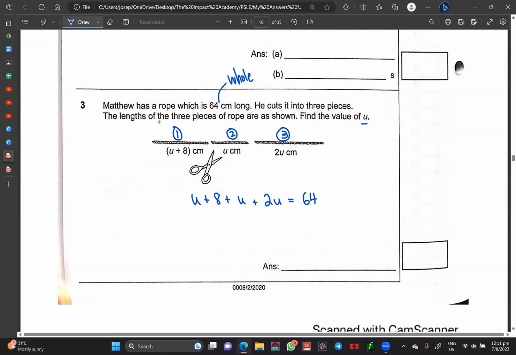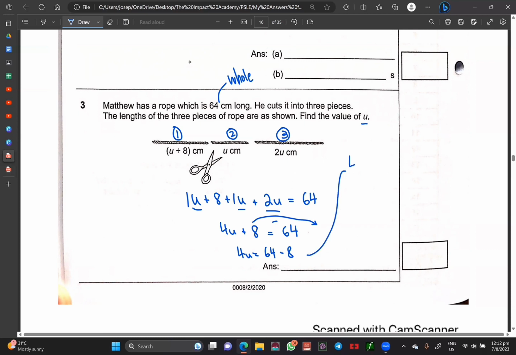All right, so what you want to do next is make sure that same family sit together. Same family sit together. So how do I put them together? The u's and the u's will be together. So this is one u, this is also another one u. So 2, 3, 4. Right? So therefore it's 4u plus 8 is equal to 64. All right, you make sure that same family sit together. You bring the 8 over. Whenever you bring the 8 over, you have to minus it. So 4u is equal to 64 minus 8. All right, so when you do 64 minus 8, you get an answer of 56.